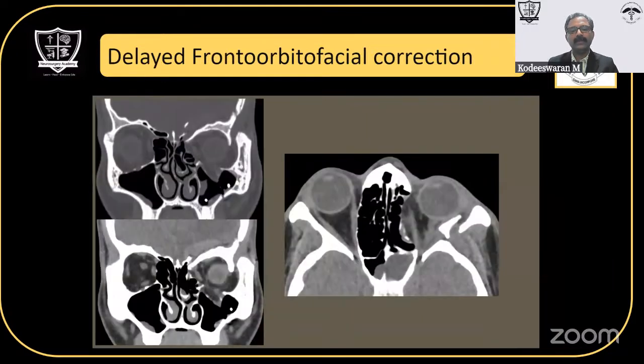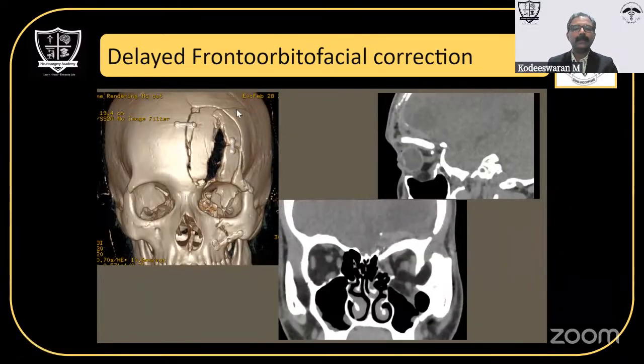The orbital component was not treated properly, and the facial component was also not treated properly. So this is the scan he had before the surgery. You can see the displacement of the lateral orbital wall here, and also the floor of orbit fracture. The orbital content was protruding through the maxillary sinus. This is the pre-op picture, who had a very bad cosmetic defect in the fronto-orbitofacial region.